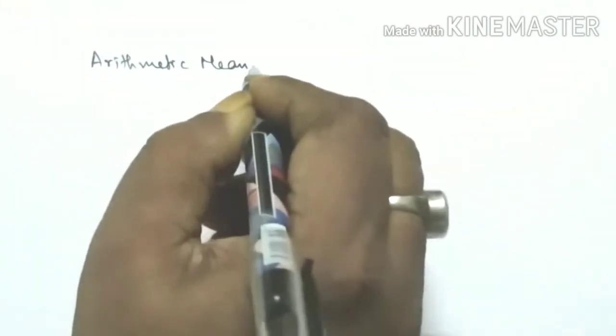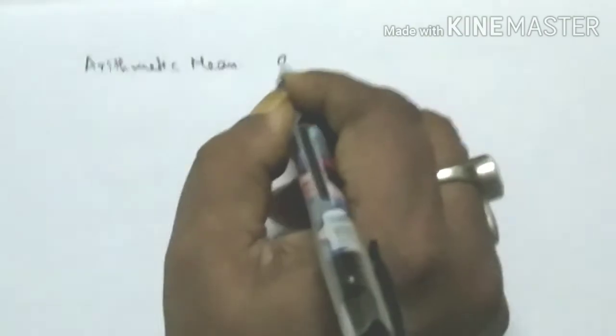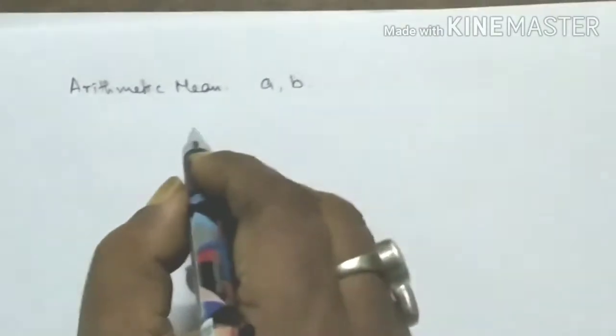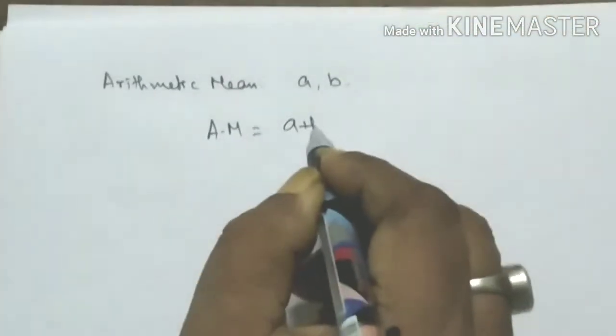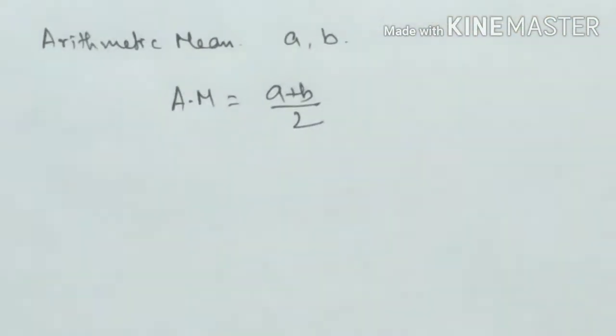Now I am going to another topic, that is, what is the arithmetic mean? The arithmetic mean of these two terms a and b is represented as A, that is equal to (a plus b) by 2.